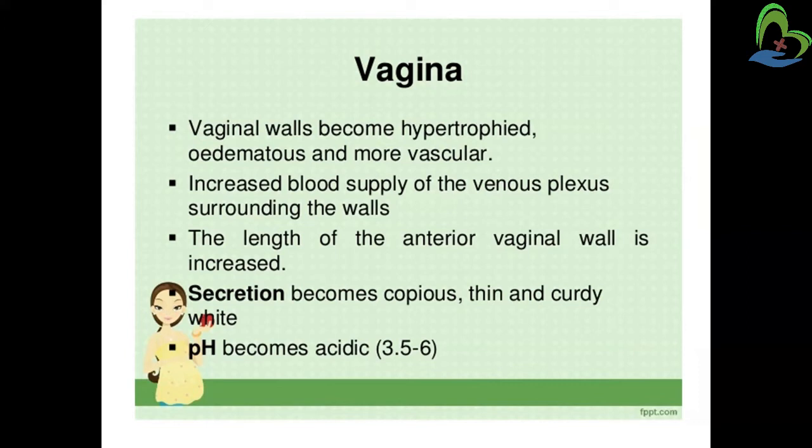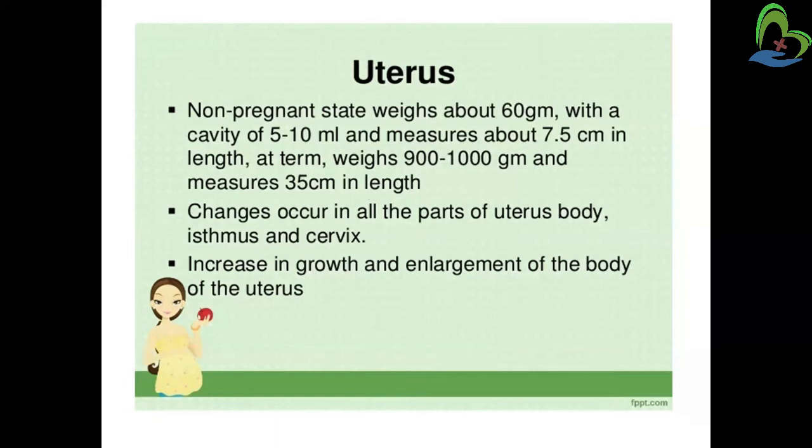Secretion becomes copious, thin and curdy white. The secretion from the vagina becomes more abundant because of the increased supply in the vaginal area, and the pH is maintained between 3.5 and 6.